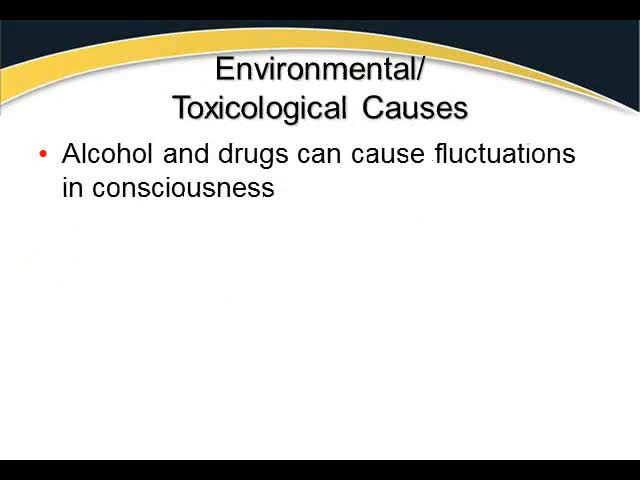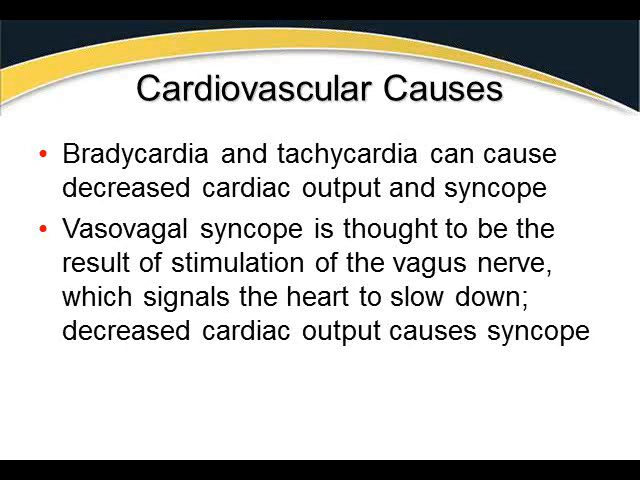Alcohol and drugs, we've kind of talked about that. Cardiovascular, bradycardia or tachycardia, very fast or very slow heartbeats will change the cardiac output and can lead to syncope. One of the very common causes of syncope is a vasovagal syncope. It's thought to be the result of stimulation of the vagus nerve, which signals the heart to slow down, and it decreases cardiac output. The most common place that this happens is on the toilet when somebody's trying to have a bowel movement. They bear down. Those muscles kind of stimulate the vagus nerve. The vagus nerve slows the heart down, and wham, you pass out.